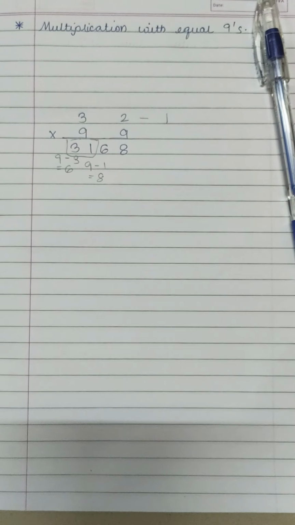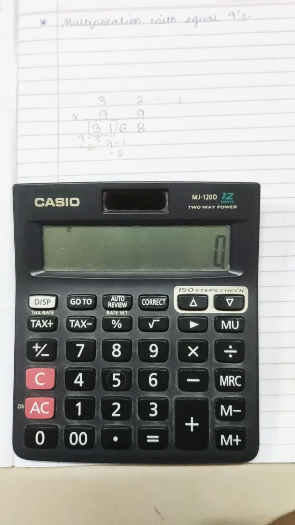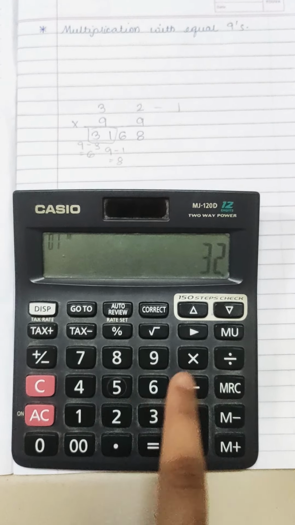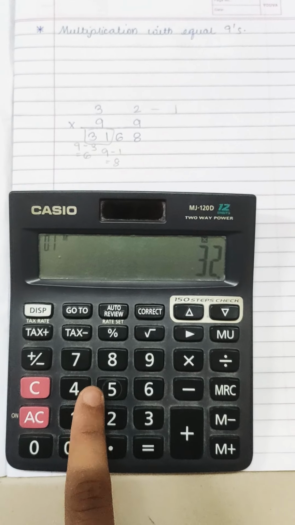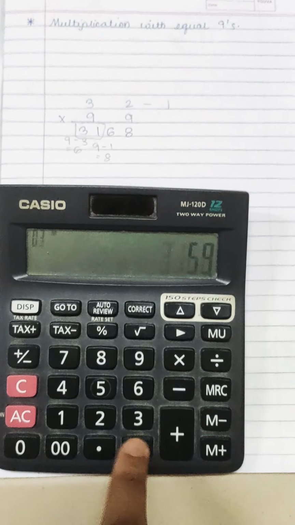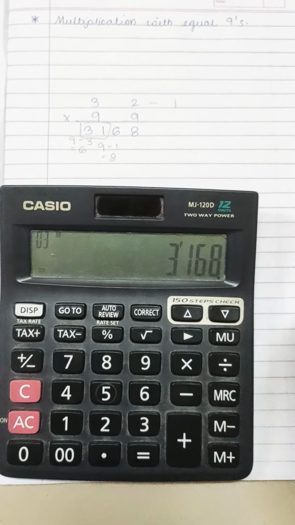Okay, so let's check if our answer is correct. So see, 32 into 99, and here's your answer, 3168.